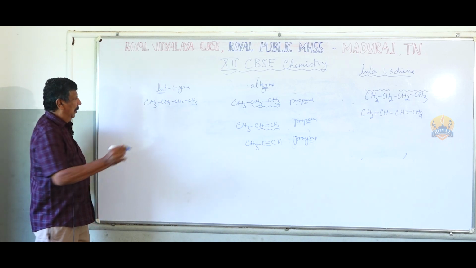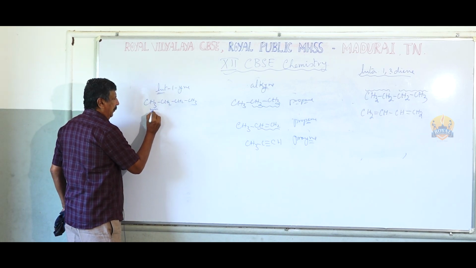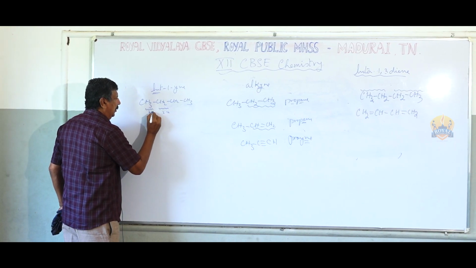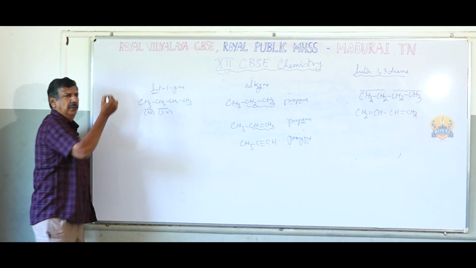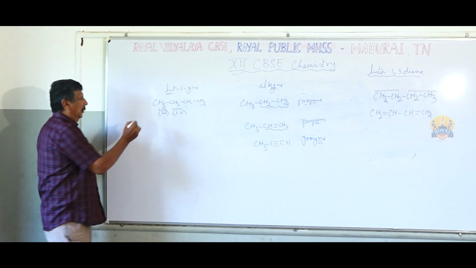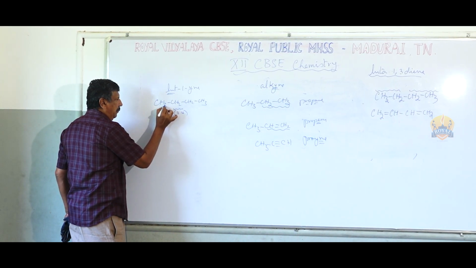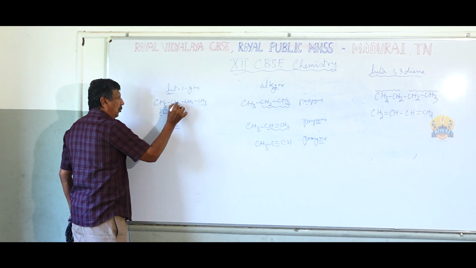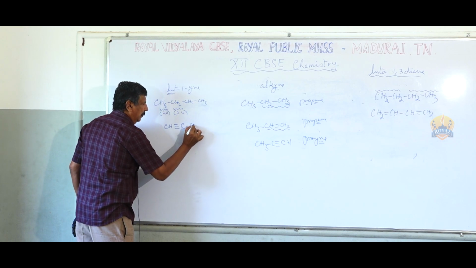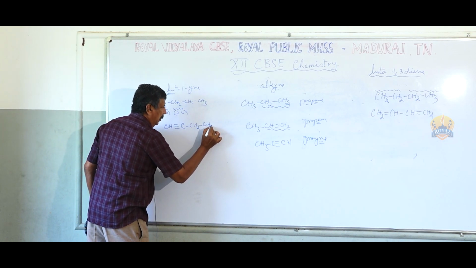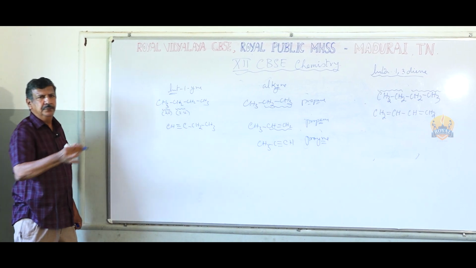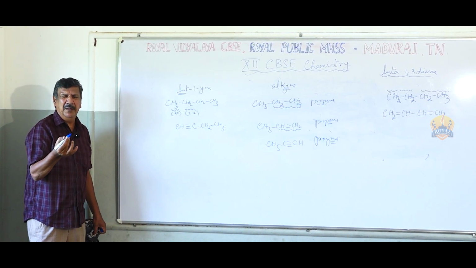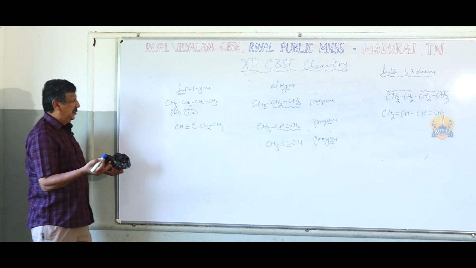How can you write? You remove 2 hydrogen from here and 2 hydrogen from here, so that you can create a triple bond. How will I write? You remove 2 hydrogen, be careful, like this. Triple bond. You remove 2 hydrogen, that's all. This is but-1-yne. If somebody asks you in the question paper, but-2-yne, that's all.